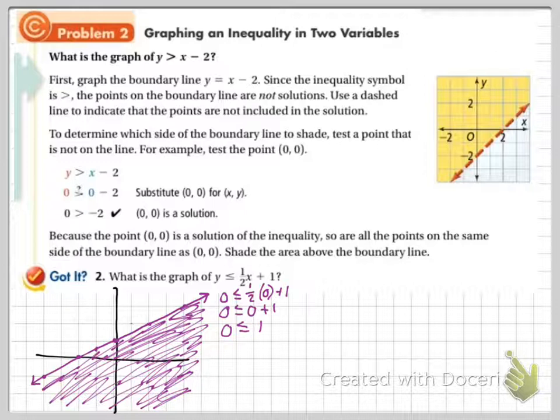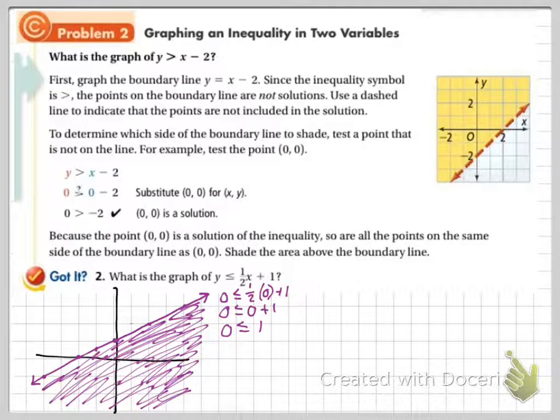If you're not sure that you shaded it right, you may pick any point in here. Perhaps you pick 1, -2. You can plug it in and it'll come out true. If it didn't come out true, you shaded the wrong side. Okay, let's try one more.